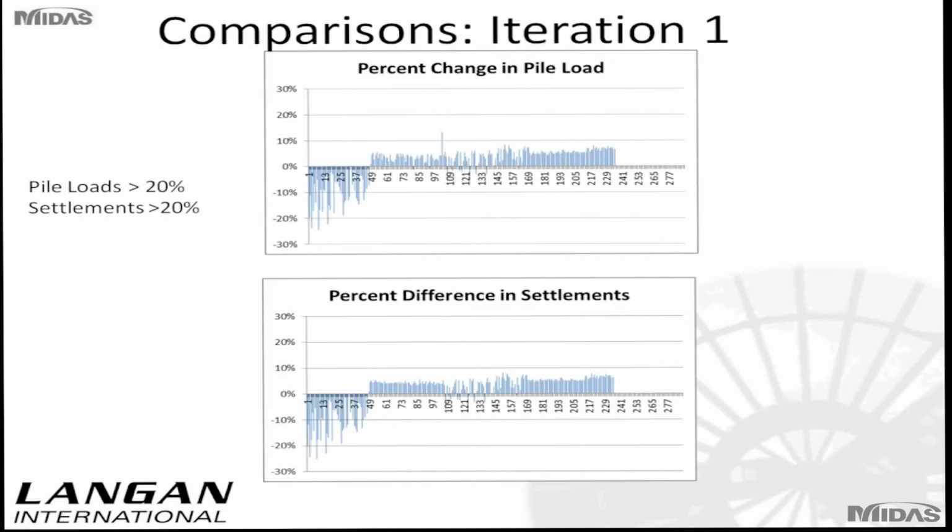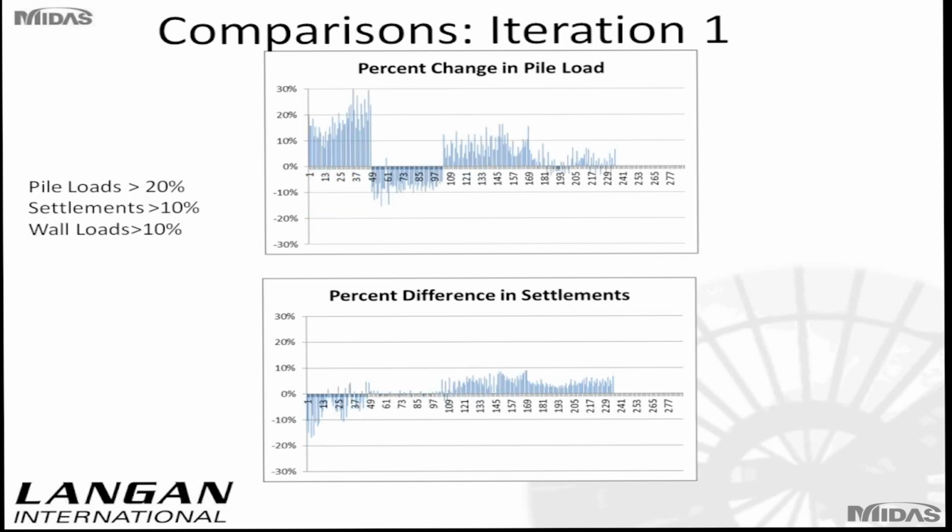This is an example from a different job. We're mixing and matching because of confidentiality issues. And it's a project where we needed several iterations to get to final convergence. The plots indicate the differences of the structural and geotechnical model in pile loads, the top plot, and in settlements. So after an iteration, we see that in pile loads and settlements, there are certain piles where the differences are greater than 20%, and we want to improve on that.